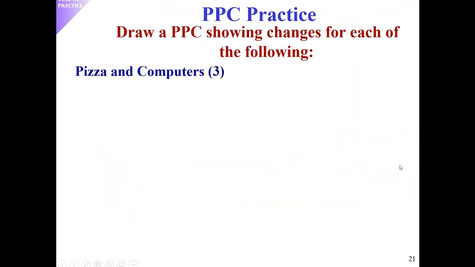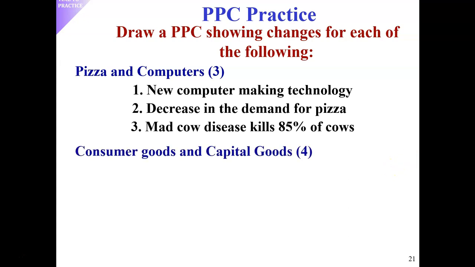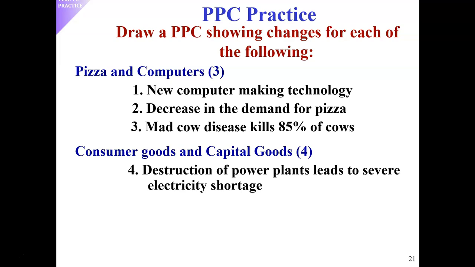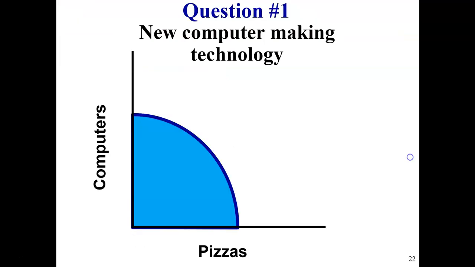Okay, here's some practice that I'd like you to do. Draw a PPC showing changes for each of the following: pizzas and computers, new computer making technology, a decrease in the demand for pizza, mad cow disease kills 85% of the cows, and consumer goods and capital goods, there's a destruction of power plants that leads to a severe electricity shortage, faster computer hardware, many workers that are unemployed, and a significant increase in education.